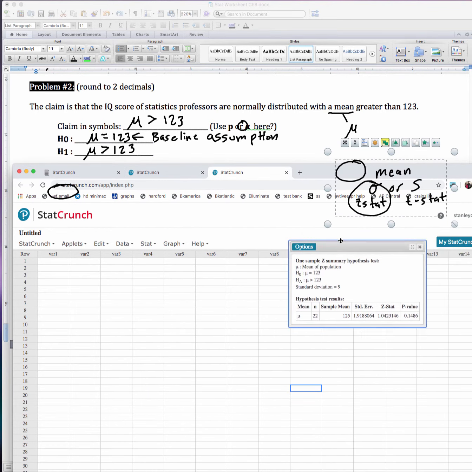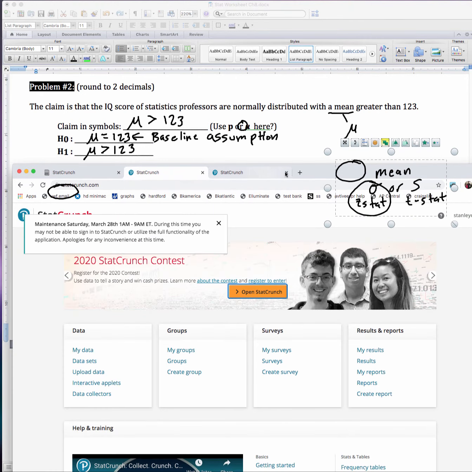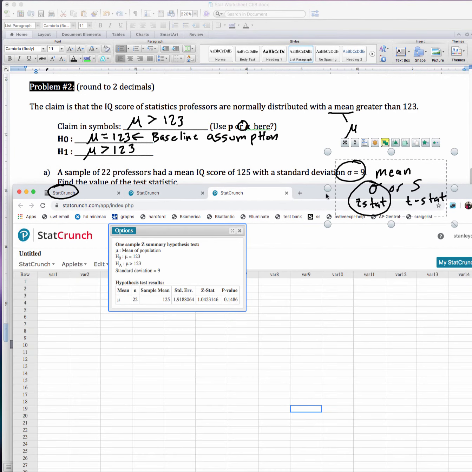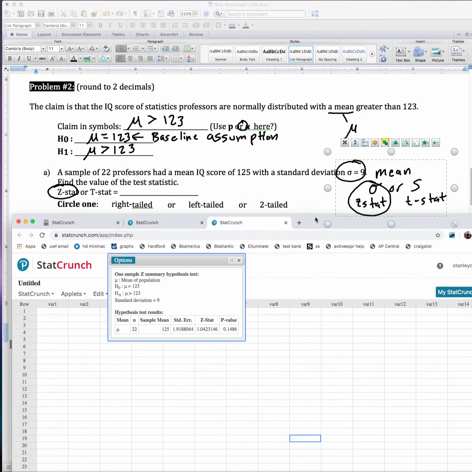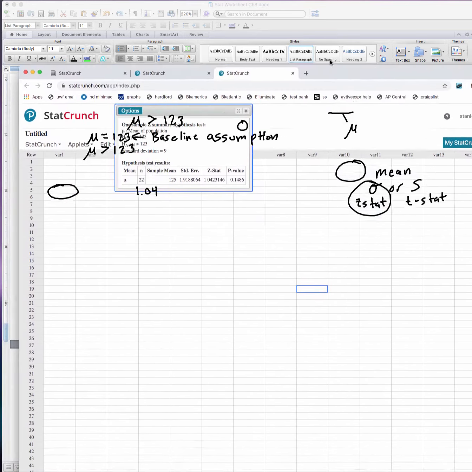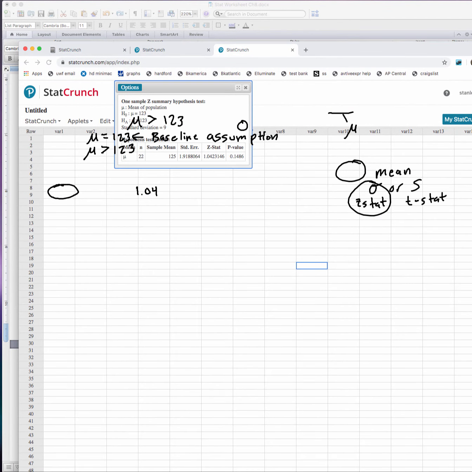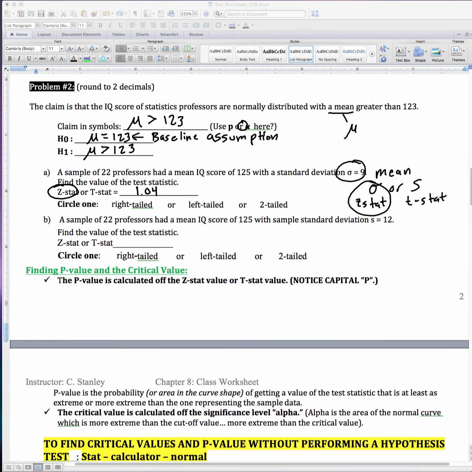So our test statistic, oops, it just disappeared. Our z-stat is 1.04. And that's step 2. This is step 1, which you'll see in 8.2 when we get to them. Okay, so let's look at the next one. It's essentially the same thing.